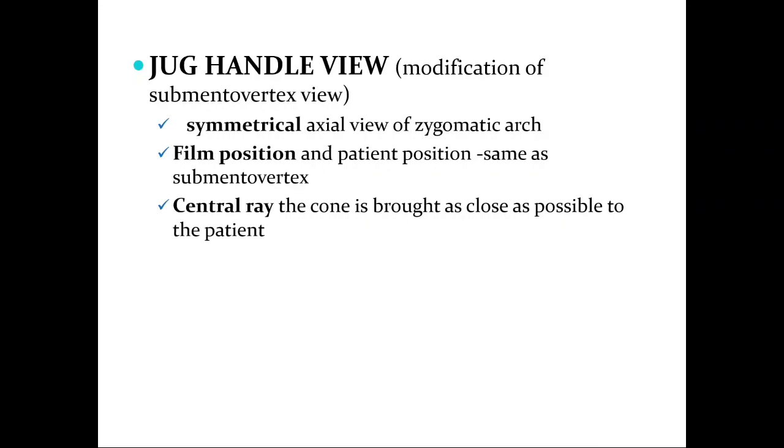In the jug handle, at least 50 to 60 kVp of exposure is used, the tube current is around 5 to 9 milliamperes, and the exposure time is less than around 50 seconds. So that is the difference between the submentovertex and the jug handle, the exposure parameters being the only difference between the two. And you can view the zygomatic arches in this. If there are any fractures to the zygomatic arches, the jug handle view is indicated.